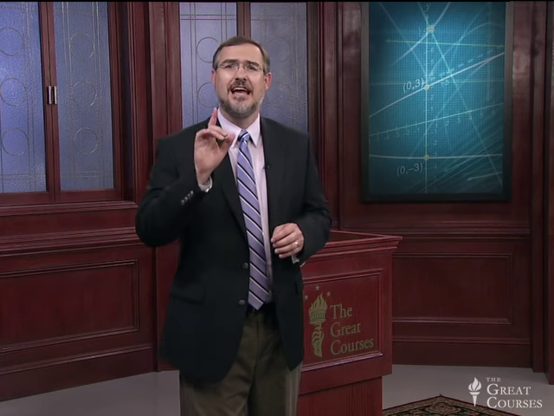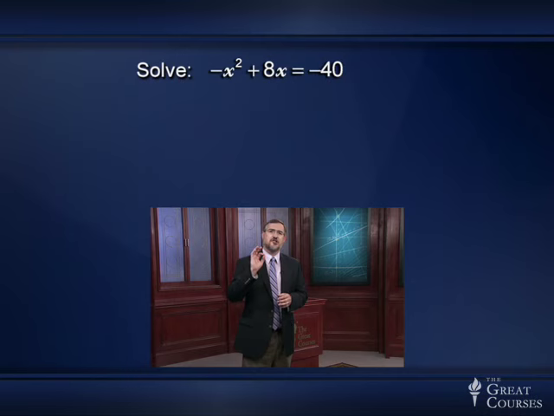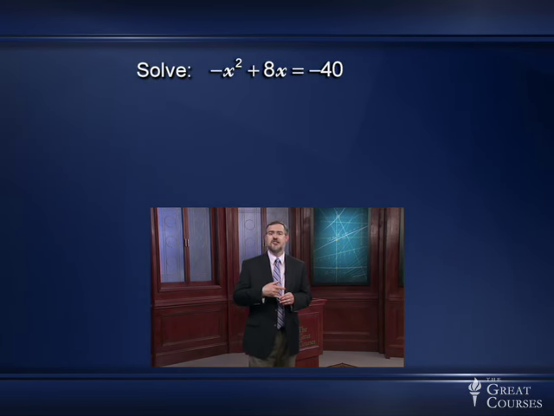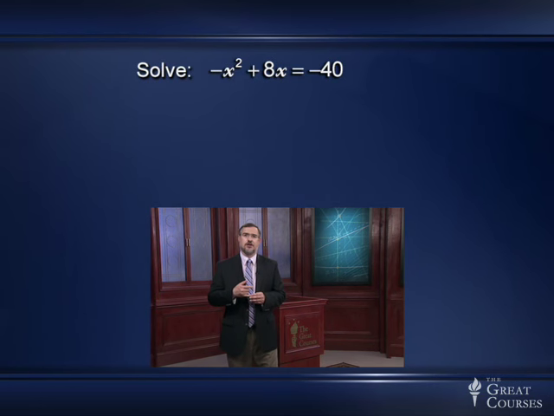So let me show you another completing the square problem now, which has a slightly different twist. The numbers will still be okay. Sometimes the numbers get really messy. In this case, though, there really is a twist, and so let's talk about it briefly. I want us to solve the equation negative x squared plus 8x equals negative 40.